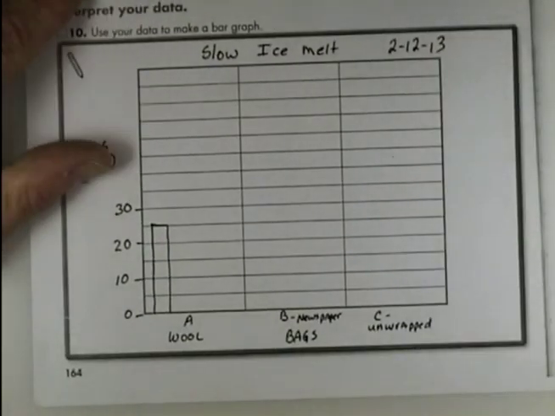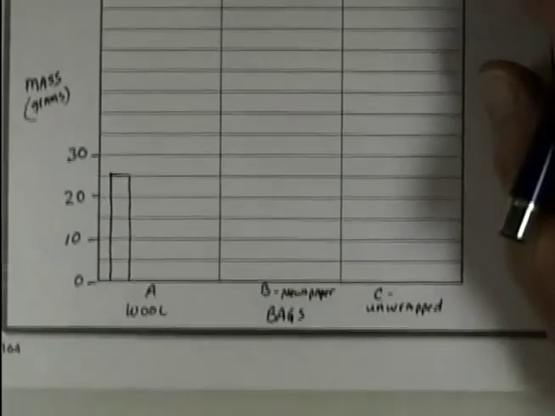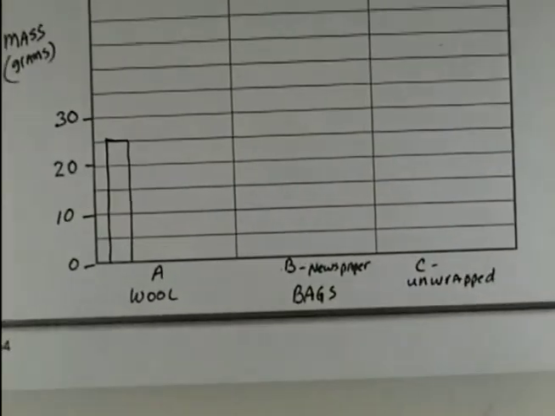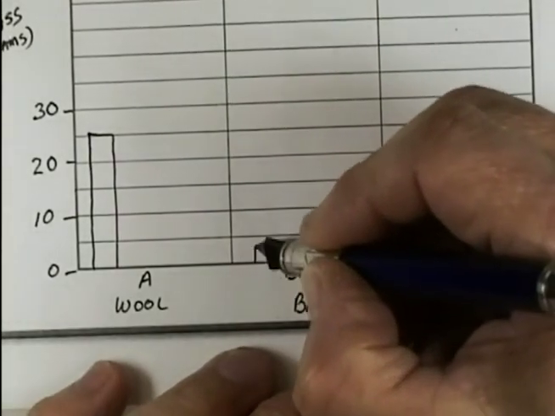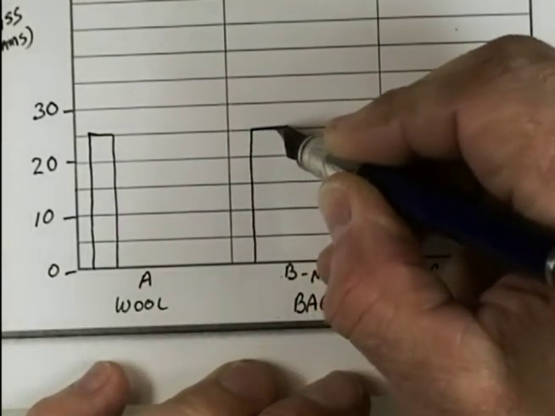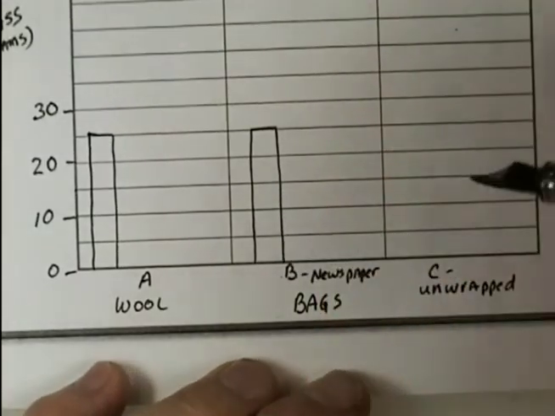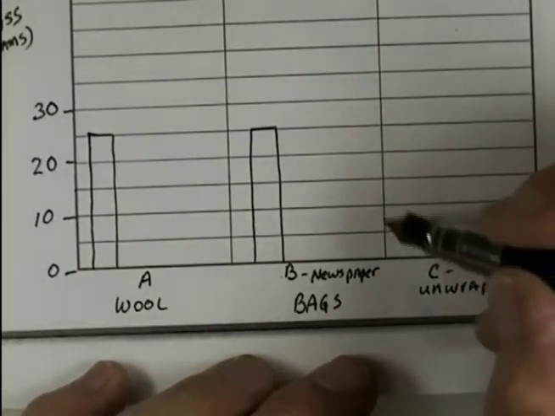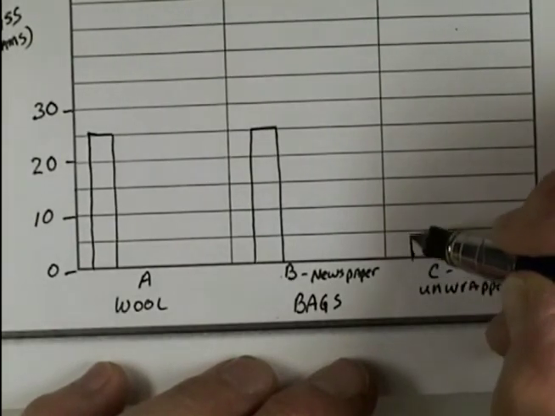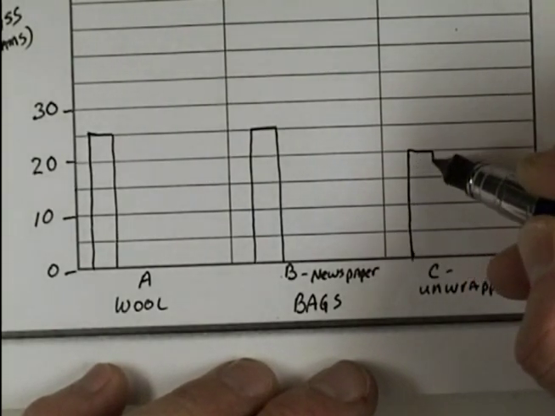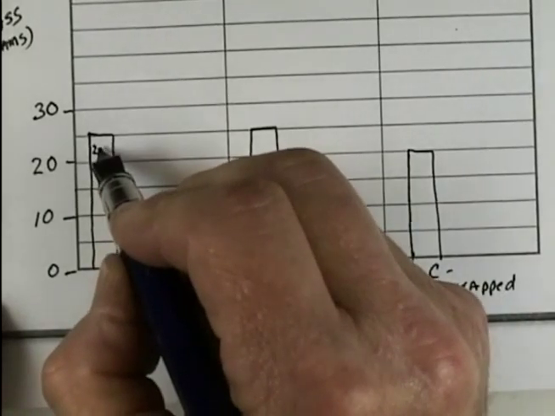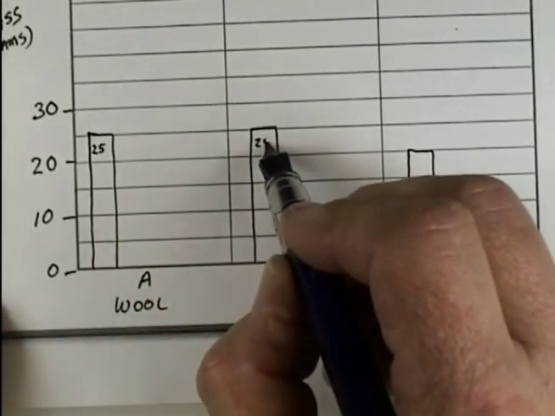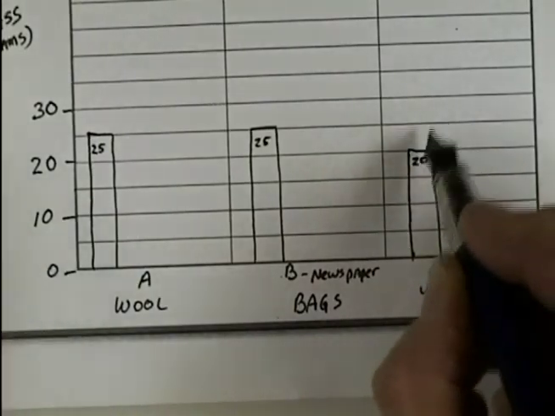And I think I might just zoom in so you can see this just a little bit better. Okay? So it started at 25 grams. Bag B, the newspaper, started at 25 grams. And bag C, unwrapped, started at 20. So 20 only goes up to here. Now I could actually write the numbers up here. I could write 20, 25, 25, and 20.